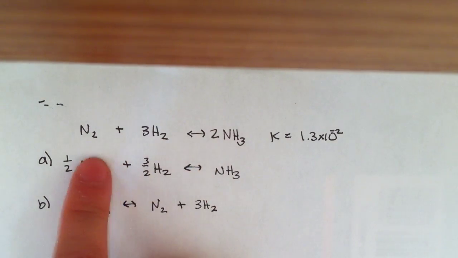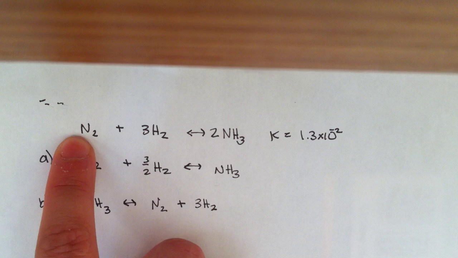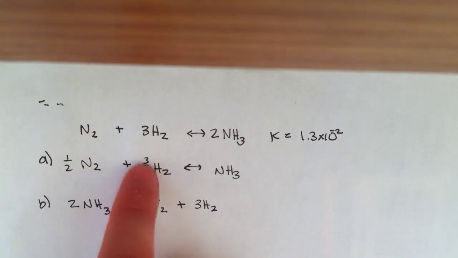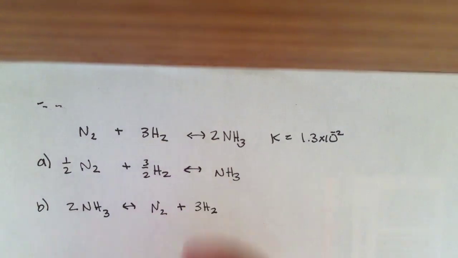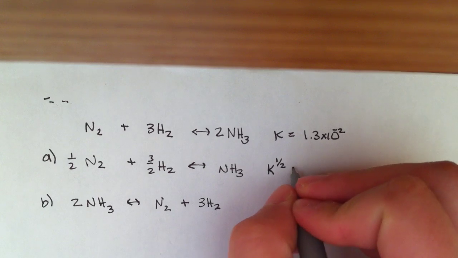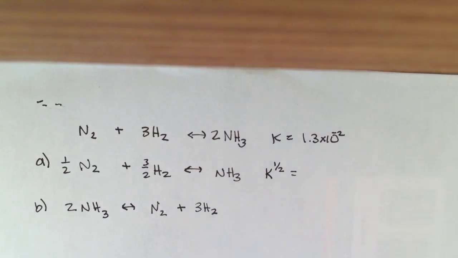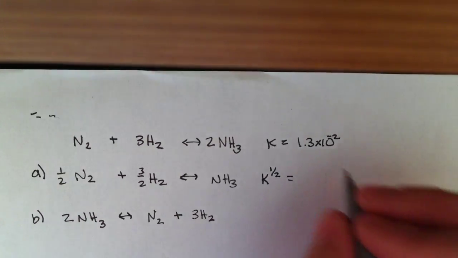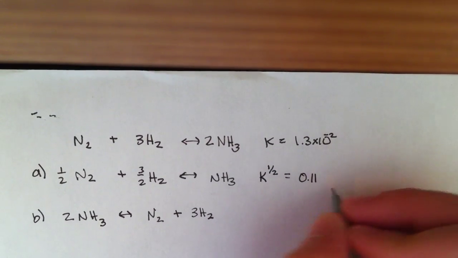So in this one, we went from N, which would have had a coefficient of 1, to 1/2, and 3 to 3/2, and 2 goes down to 1. So all we're going to do is take K and raise it to the half. So that's going to give us a new number for K here, which is going to be 0.11.